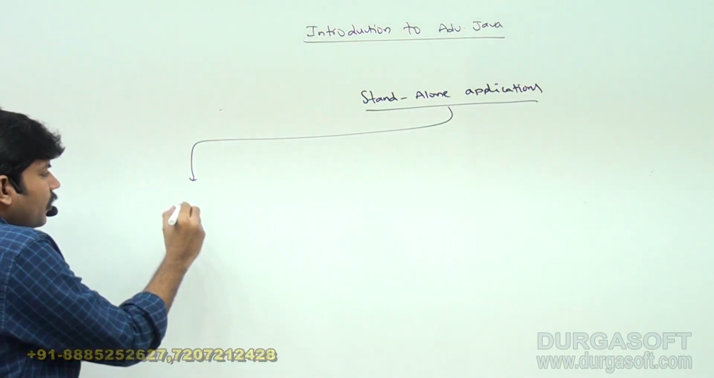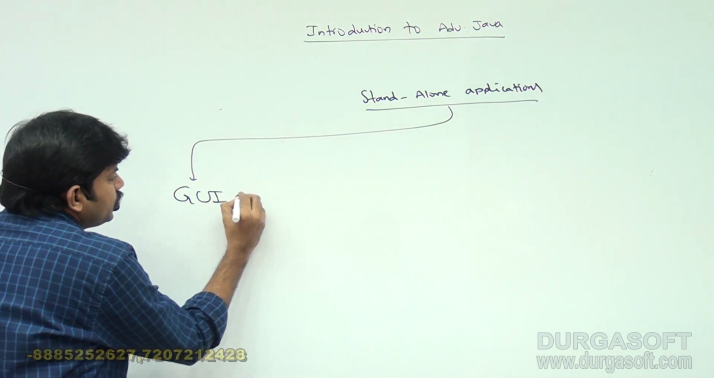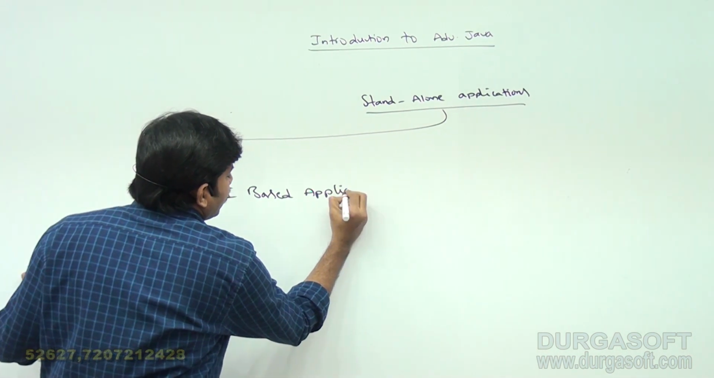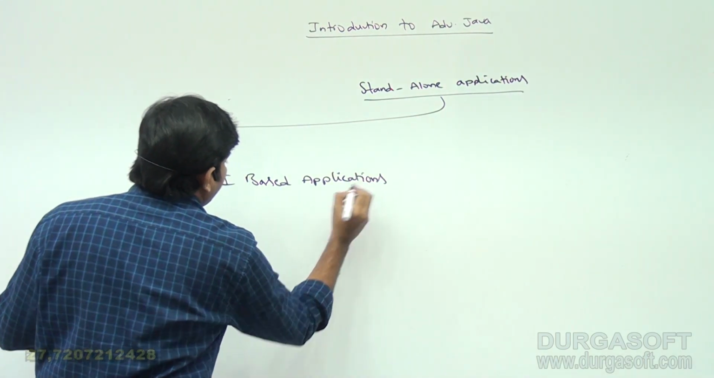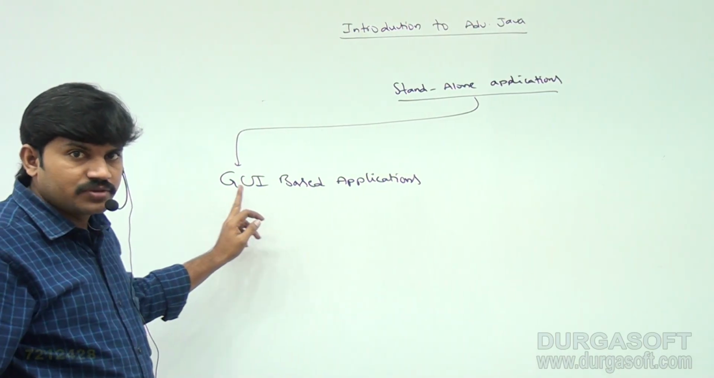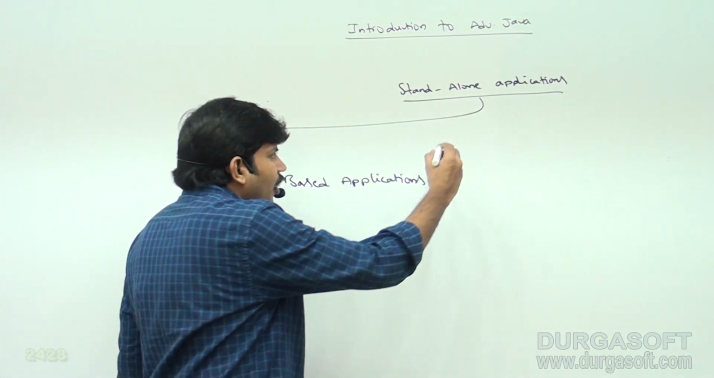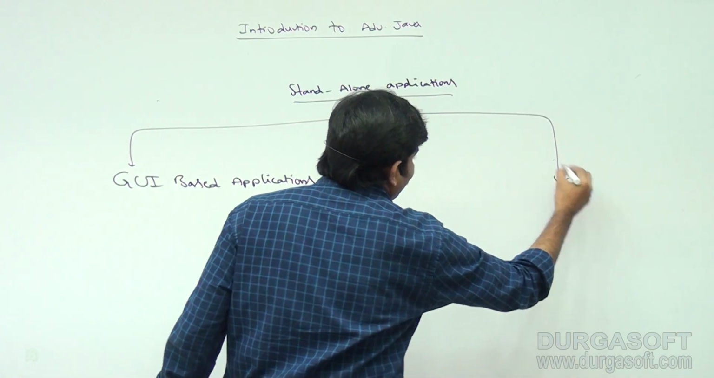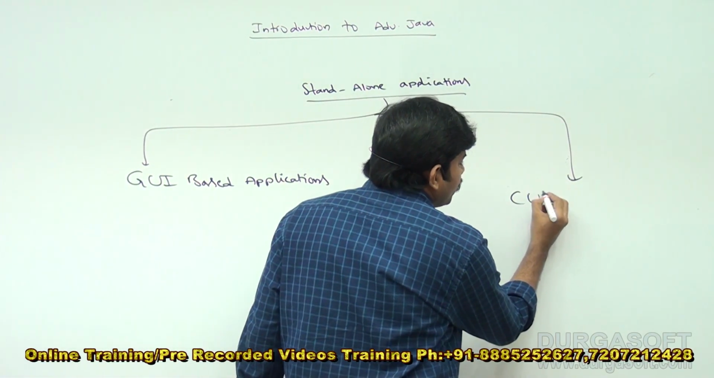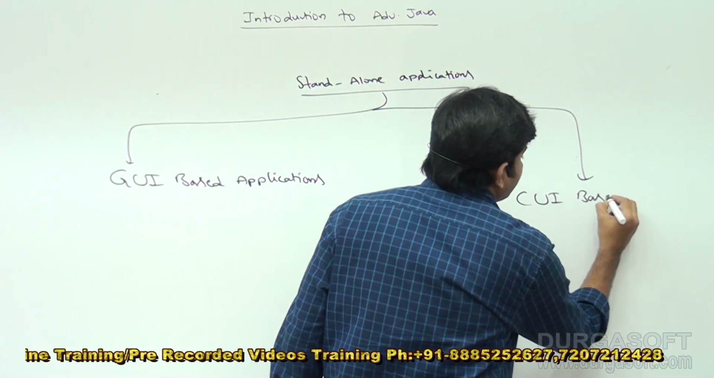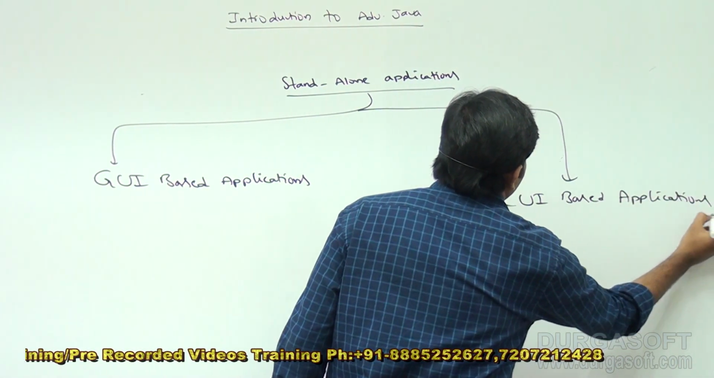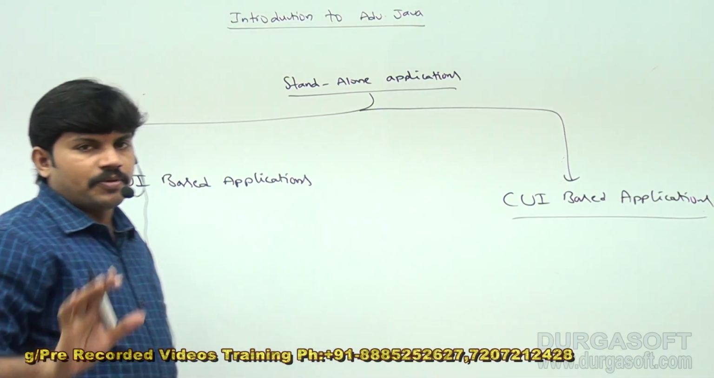The first is GUI based applications. Are you getting that? You know what GUI is? Graphical user interface application. Obviously, the second one you can tell. What is the second one? CUI based applications, right? What is the first one? GUI based application, CUI based applications, right?